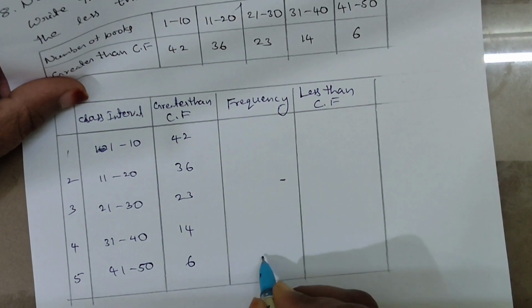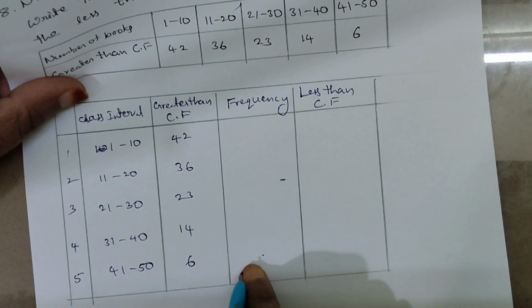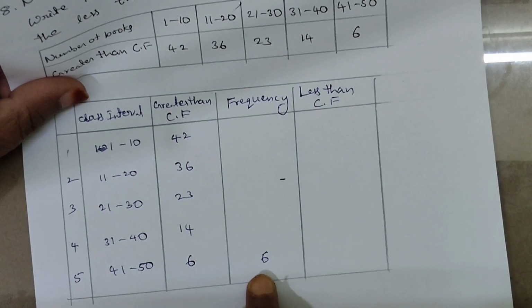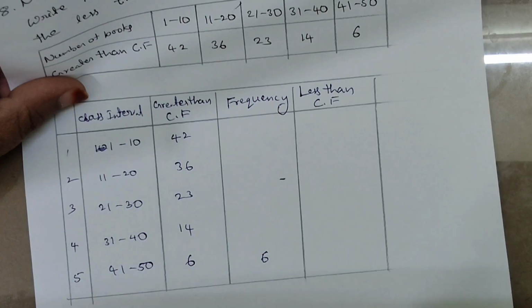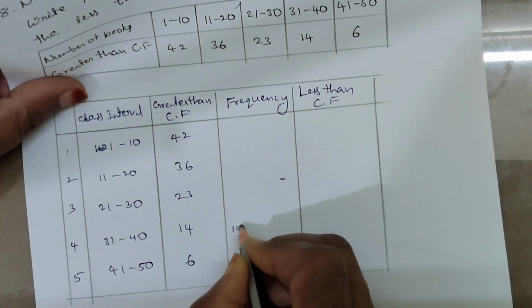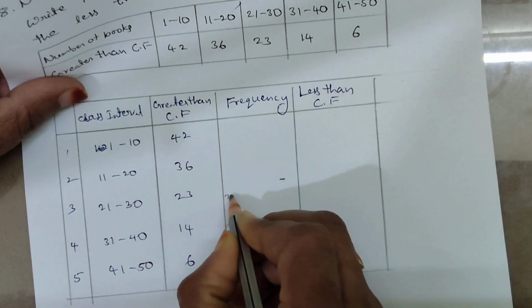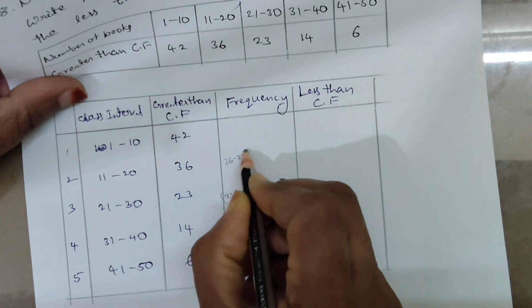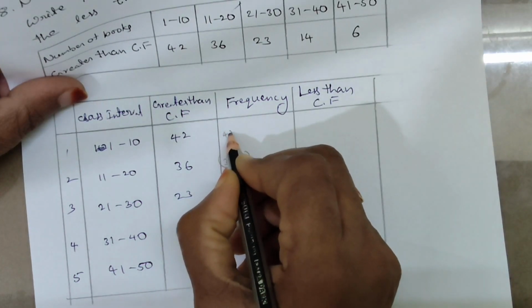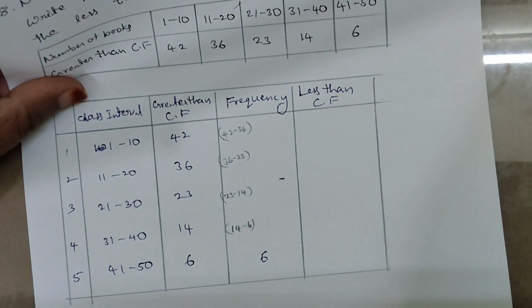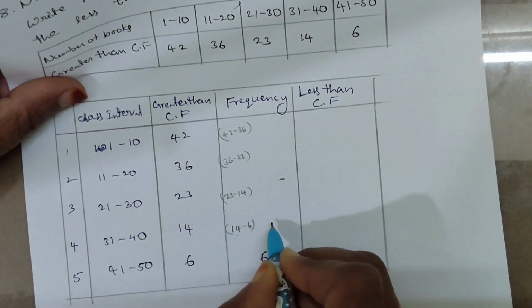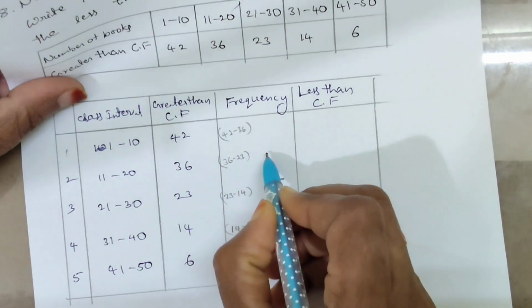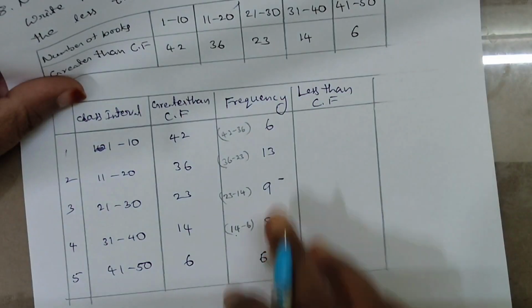Now first we write the frequency. Greater than means we start from the downside. So we write 6 as it is. Next, 14 minus 6, then 23 minus 14, then 36 minus 23, then 42 minus 36. Now 14 minus 6 equals 8. Next, 23 minus 14 equals 9. 36 minus 23 equals 13. Next, 6. So this is the frequency.